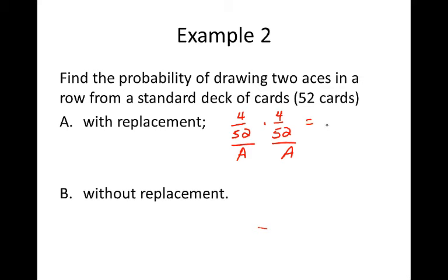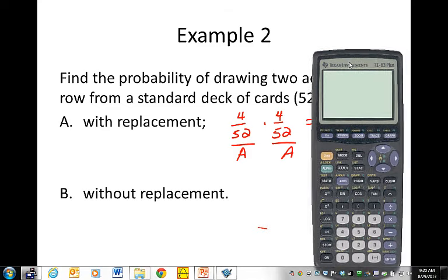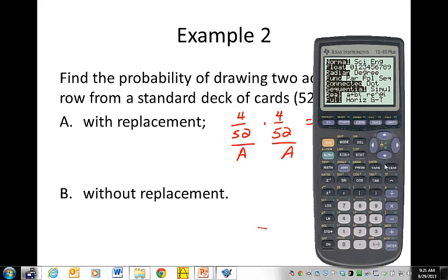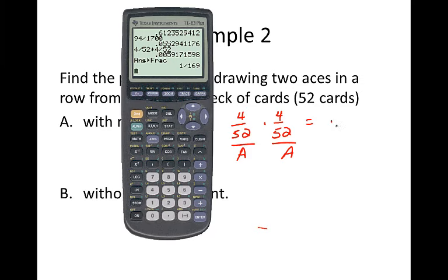And if we're using a calculator, we can use it on this one. If we weren't, we would reduce those first to 1/13 times 1/13. But let me show you on the calculator. It does not freak out if you don't want to do that. Times 4 divided by 52. We get a decimal, but if the fraction's not too big, we can convert that back to a fraction. We get 1/169. Okay, so that's about 0.0059, and 1/169 as a fraction.